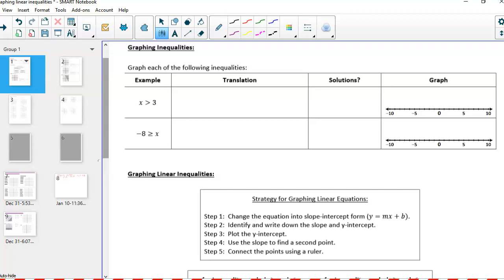In words, x number is greater than 3. Miss Thorpe, I lost my lab paper. I'm gonna get another one. I'm sorry.